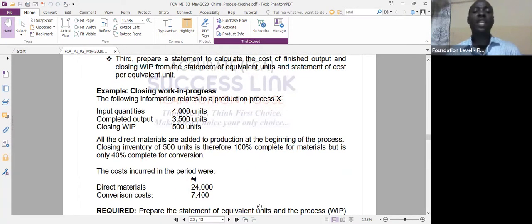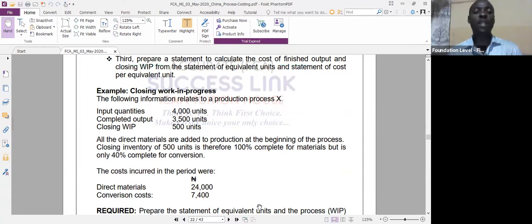Okay, the following information relates to production process X. Now this is the process. Now we have input quantities, we have 4,000 units. This is what goes in. And now we are expected to get out 4,000 units back complete. But what happens? Completed output happens to be 3,500. Then we have 500 units that are in closing work in progress.